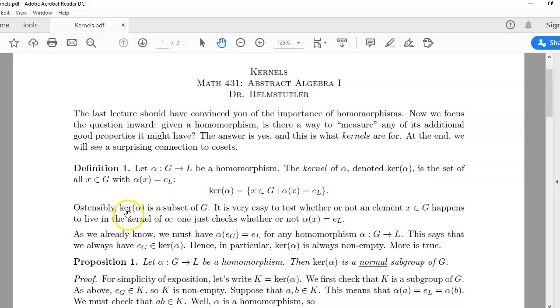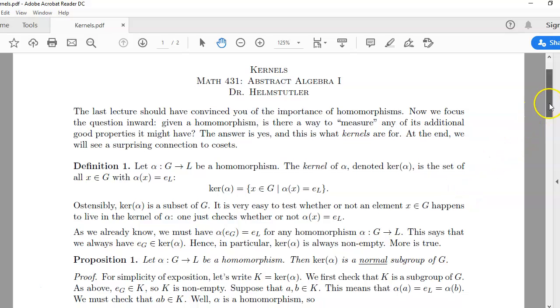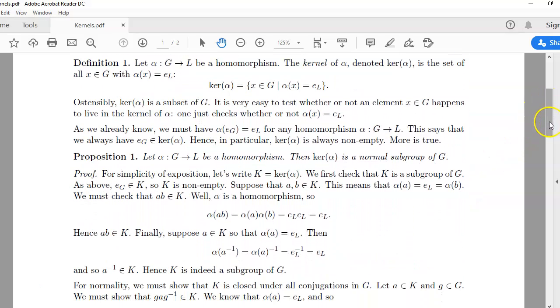Now at the outset, the kernel of alpha is a subset of G, right? It is a collection of elements from G. In this handout, we're going to prove that it's actually a bit more. It's actually a subgroup. But from the definition of the kernel, it is very easy to test whether any element x in the group G happens to live in the kernel of alpha. You simply plug it into your function alpha, and you check whether alpha of x is equal to the identity in L. That's all you do. So it's never hard to check if a particular element lives in the kernel of your homomorphism alpha.